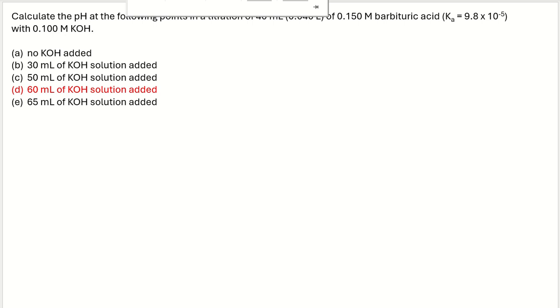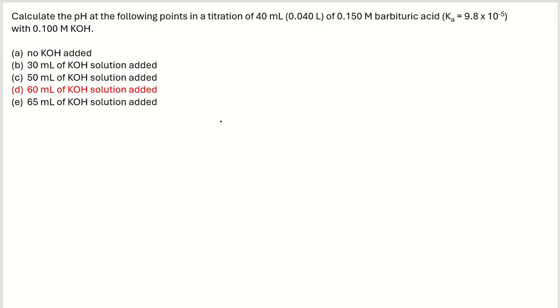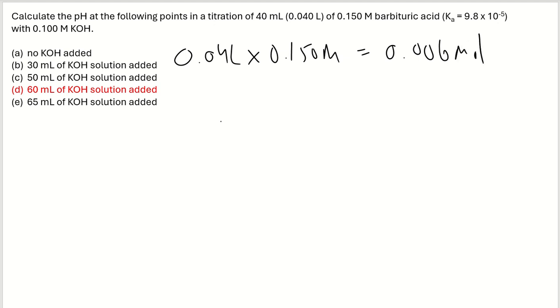So now what we're going to do is look at the scenario where we're at the equivalence point. And the way we know we're at equivalence point is we would take the liters of our acid, multiply it by the concentration of the acid, and we get 0.006 moles of acid. We do the same thing for the base. And again, if you're doing this problem in multiple steps, that first step you would have already had the value. You don't have to calculate it every time. But the second one we have to calculate each time because it's the one that's changing.